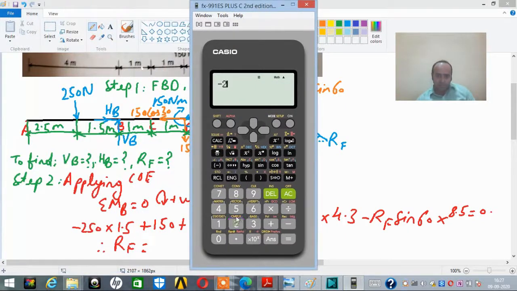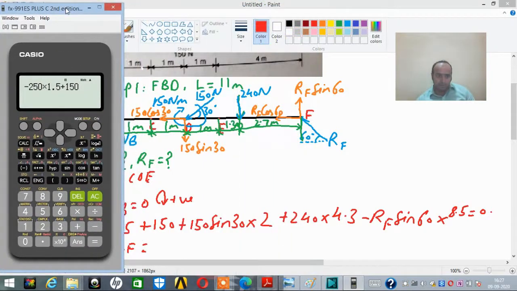So minus 250 into 1.5 plus 150, let me go ahead, plus 150 sine 30, bracket completes, into 2 is equal to plus 240 into 4.3.